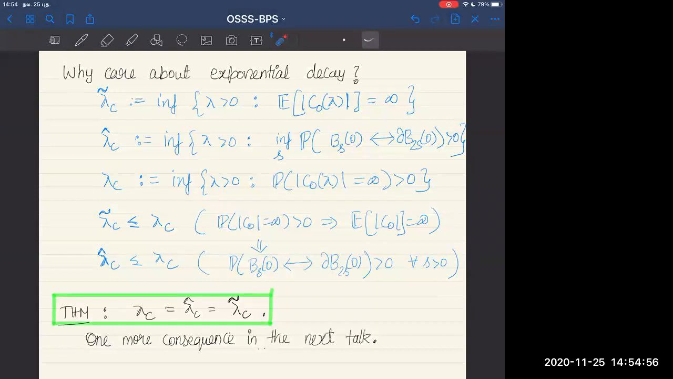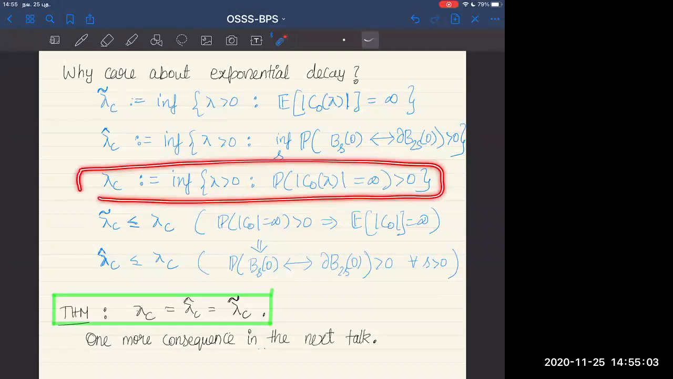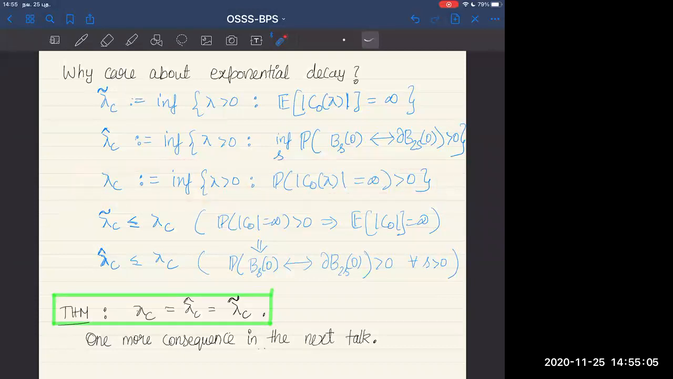The third is what we have seen already, the one we defined before. Trivially, if this probability is positive, the expected size is infinite, not a problem. So lambda c tilde is less than or equal to lambda c.